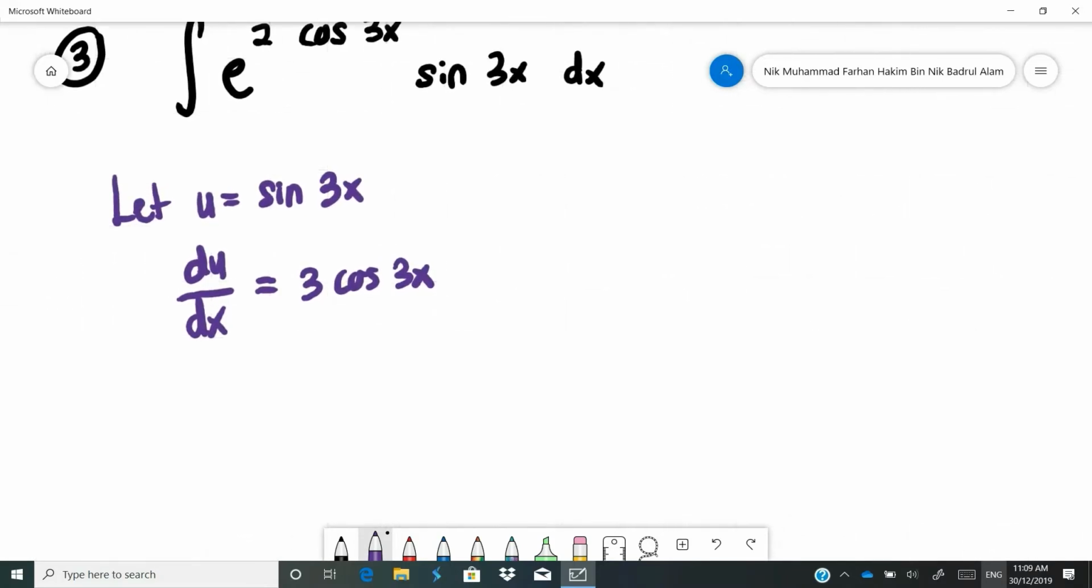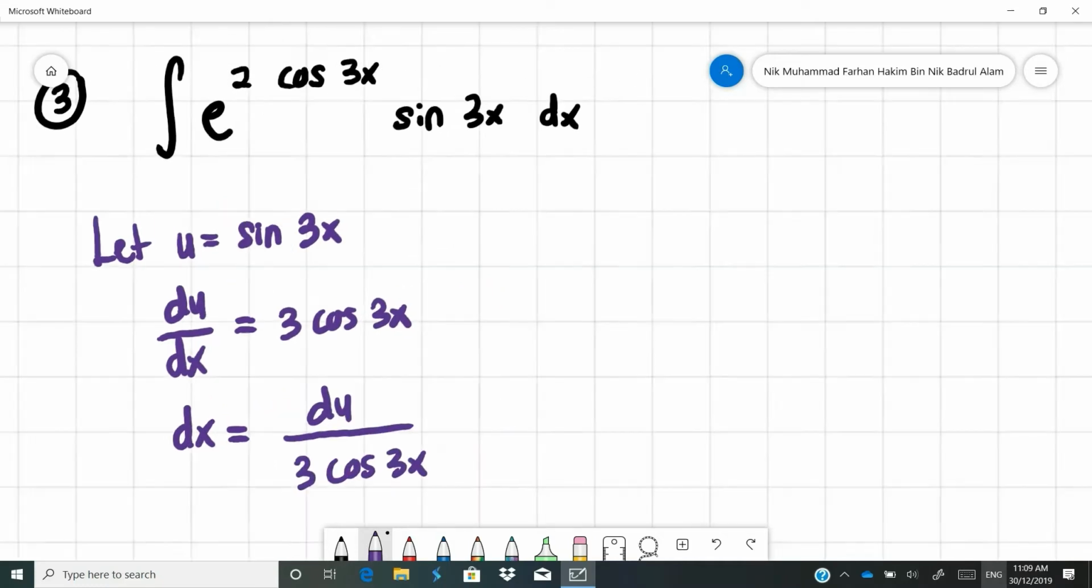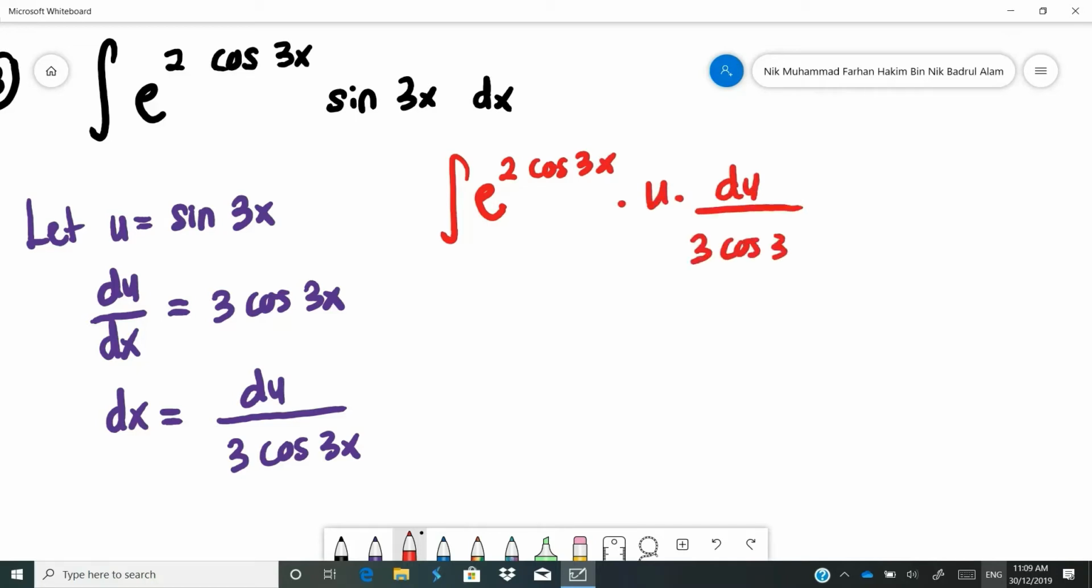And then you have to make dx as the subject, and then you will have something like du over 3 cos 3x. All right. So now, we try to substitute in the equation. So you'll get something like e to the power of 2 cos 3x. Sin x is given by u. dx is du over 3 cos 3x. You try to cancel the cos 3x here and here. However, it fails because this is the power of u, but this is the one at the denominator.